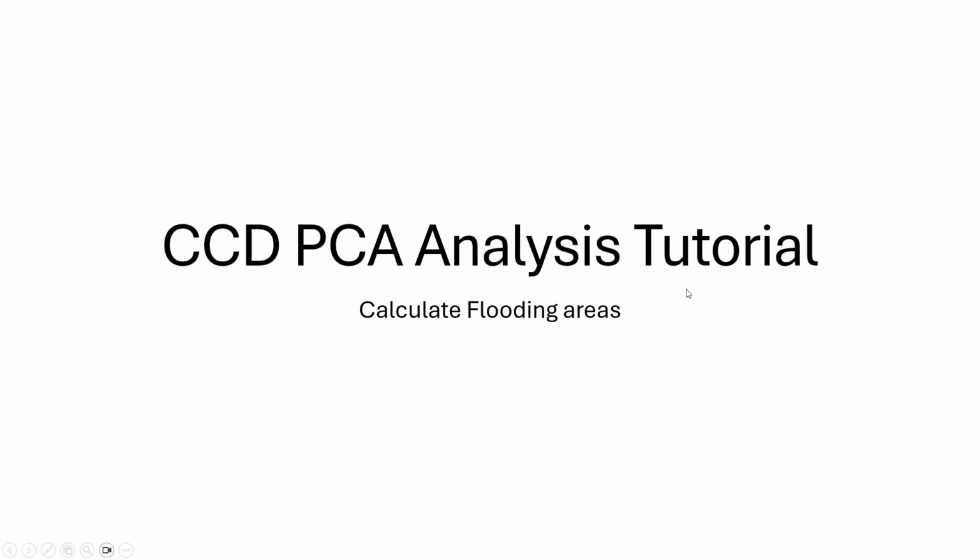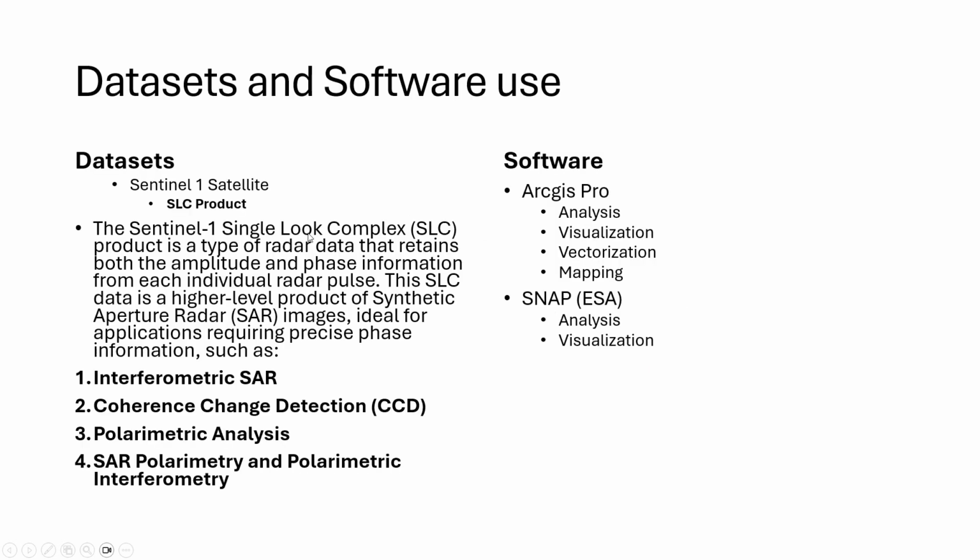So let's continue with our basics. The dataset we are going to use is the Sentinel-1 SLC product. This product has both phase information and amplitude information. The phase information can be used for InSAR and CCD, and both of these kinds of information combined can be used for polarimetric SAR interferometry.